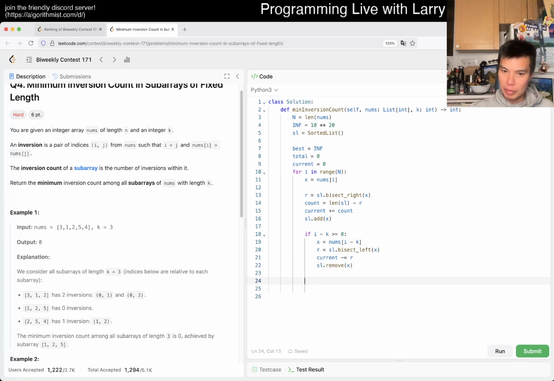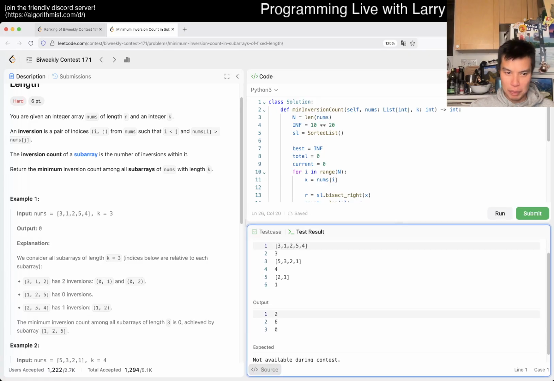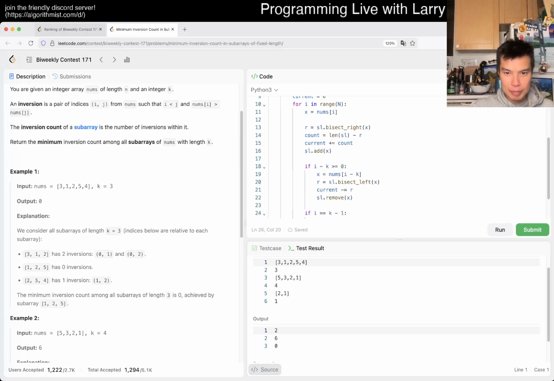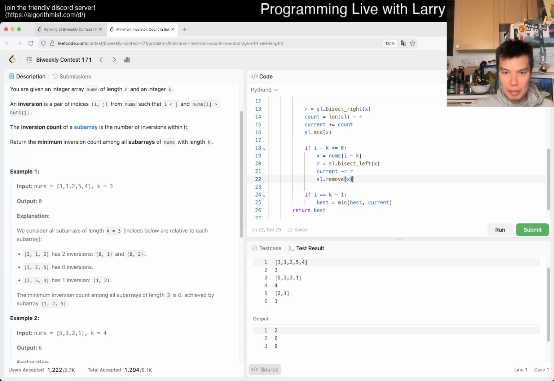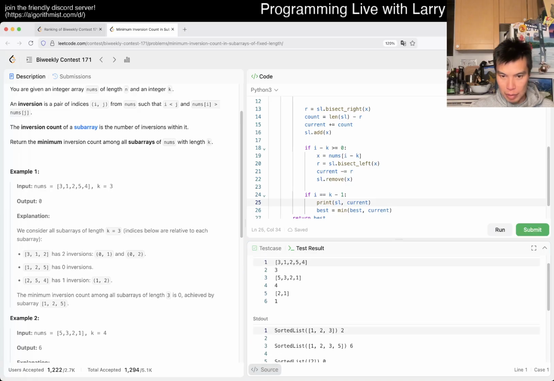And then now if this part, so if I is equal to k minus 1, then now we have exactly k items, and then we just do current, right? So best is equal to min best current, and I think this is it. Nope. Well, I got the 2. Did I mess up? Okay, 1, 2.